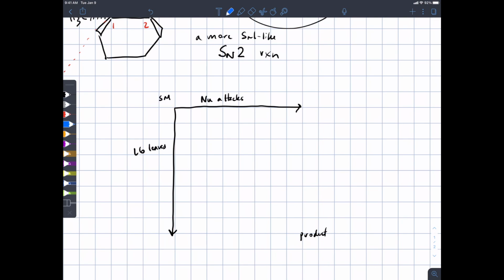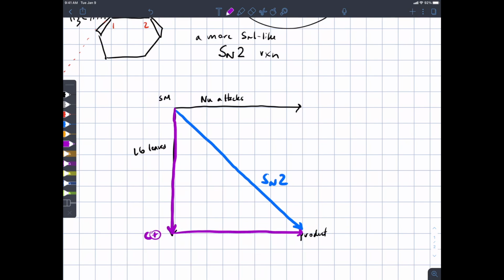The mechanism that sort of went through the diagonal directly from starting material to products involved about the same amount of nucleophile attacking as leaving group leaving, and that was the SN2 reaction. In contrast, if we had the leaving group leave first, that would give us a carbocationic intermediate, and then the nucleophile comes in. That was our SN1 pathway.